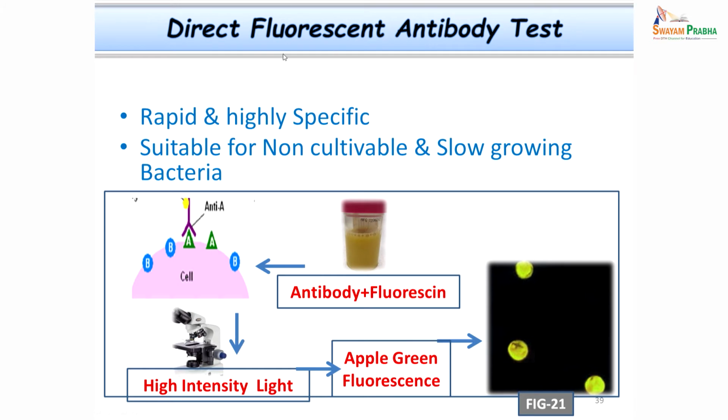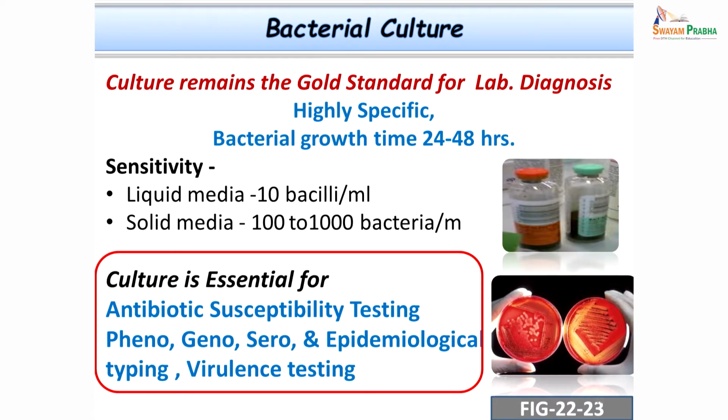Another similar type of test is the fluorescent antibody test. It is especially suited for non-cultivable organisms and slowly growing organisms. What we do here is mix the sample with a specific antibody against the bacteria we suspect to be present in the sample, labeled with a fluorescent dye. It is subjected to microscopy under high intensity light. Here we see apple green fluorescence. This is again less laborious. It is very specific because we are utilizing the antigen antibody reaction here.